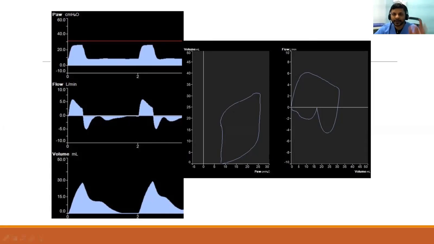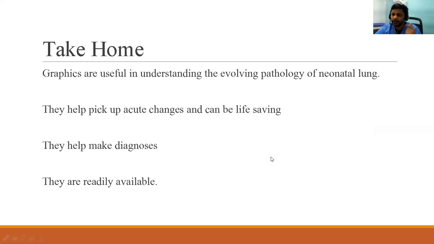So a simple pulmonary graphic helped us identify a diagnosis. A simple pulmonary graphic helped us even manage a baby better in the previous scenario. Summing up, graphics are useful in understanding the evolving pathology of neonatal ventilation. They help us pick up acute changes and can be life-saving. And they can also help us make a diagnosis like we discussed just now. And most importantly, they are bedside. They notice every breath, which we cannot do in any other form of monitoring. Your ABGs, your X-rays are all point snapshots, but this pulmonary graphics is very real-time monitoring of a baby on ventilation.